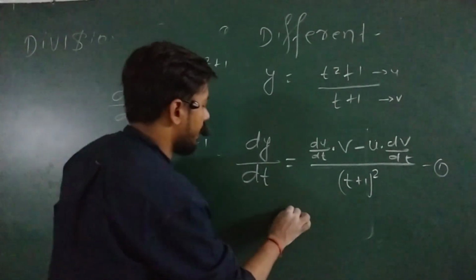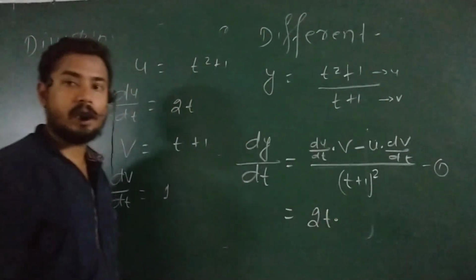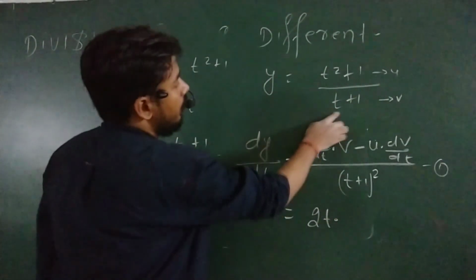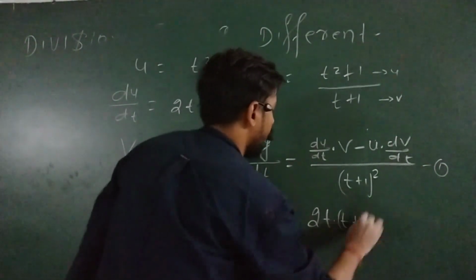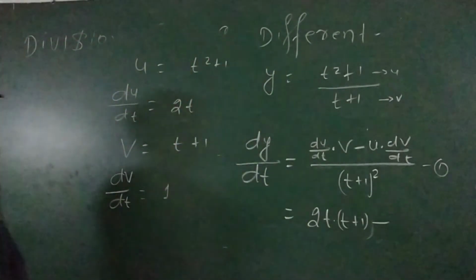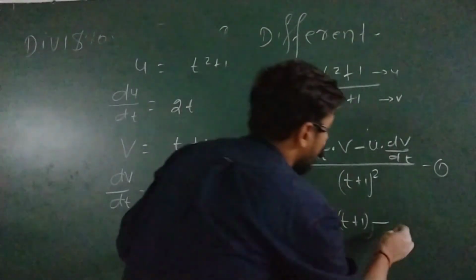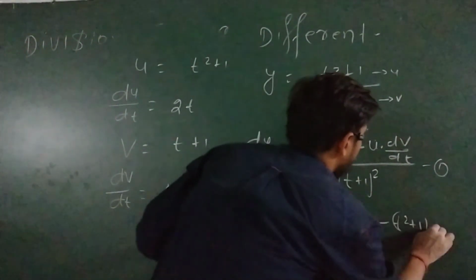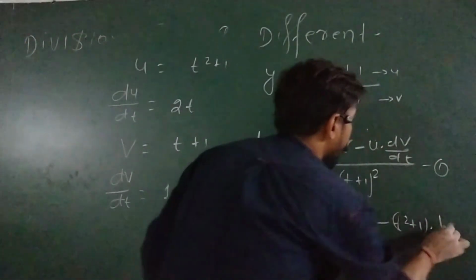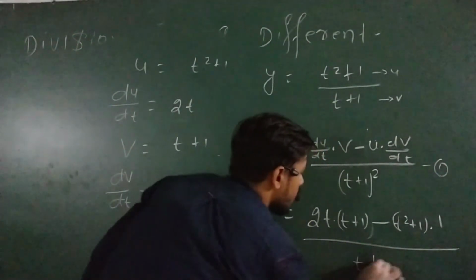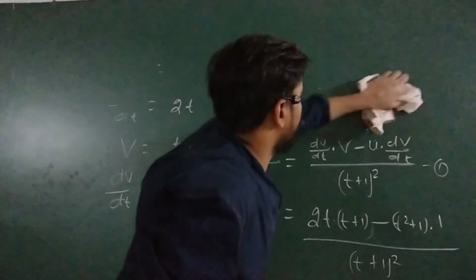Now we can put each and every value here. du by dt we got as 2 into t, into v. What is v here? t plus 1. Minus, what is u here? t square plus 1, so this becomes t square plus 1. And what is dv by dt? dv by dt is again 1. Again, divided by t plus 1 whole square.